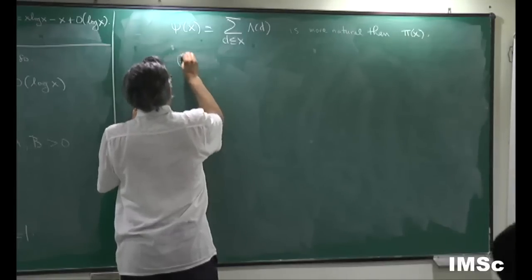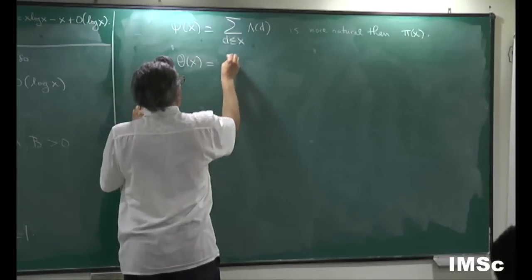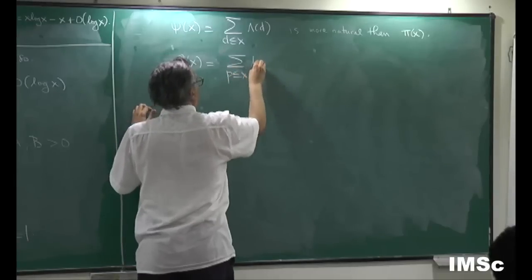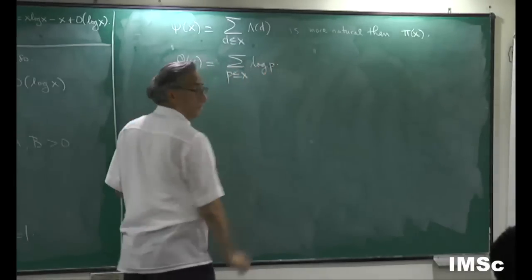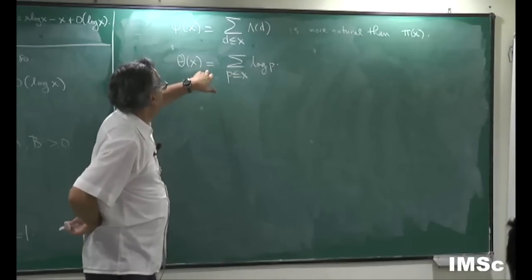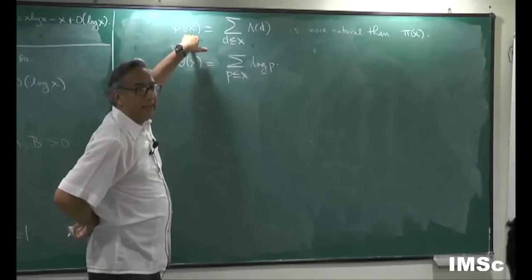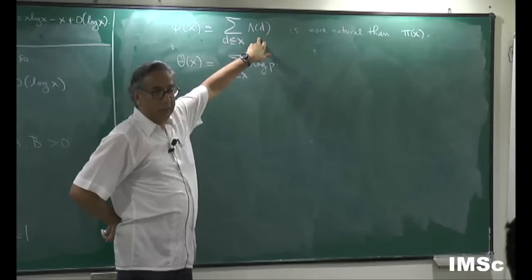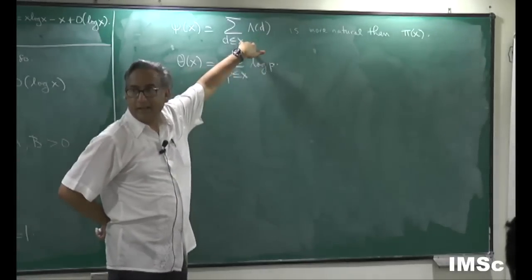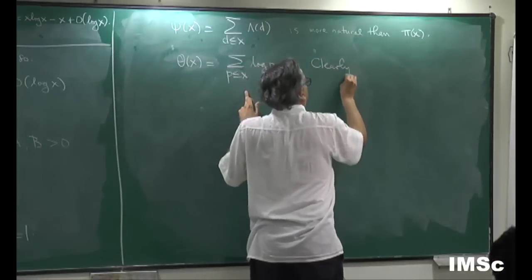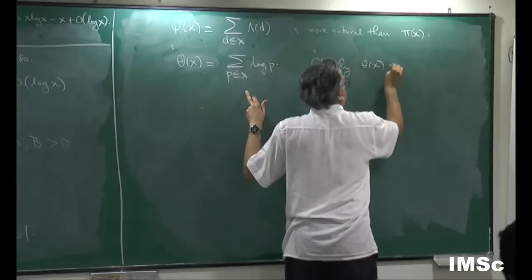And he also defined theta of x, which is just the sum over primes less than x of log p. Okay? So, what's the difference between theta of x and psi of x? Well, when p is a prime, this is going to spit out log p. So theta of x is in there. So clearly, theta of x is less than or equal to psi of x.